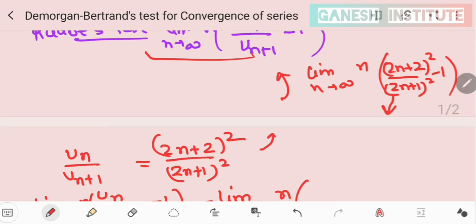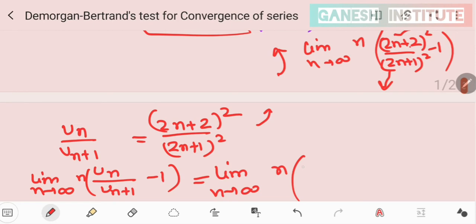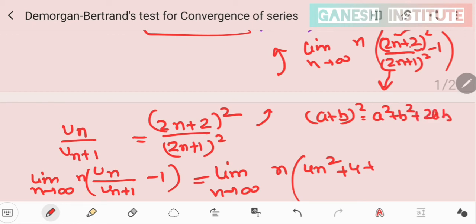So expand it, a plus b whole square. So a square, which is 2n whole square, which is 4n square, then b square, which is 2 square, which is 4, and 2ab. A plus b whole square is simpler, I know: a square plus b square plus 2ab. And when you have 2n whole square, 2 square, 2n, 2. So that means 2 times 2, 4 times 2, 8n, right?